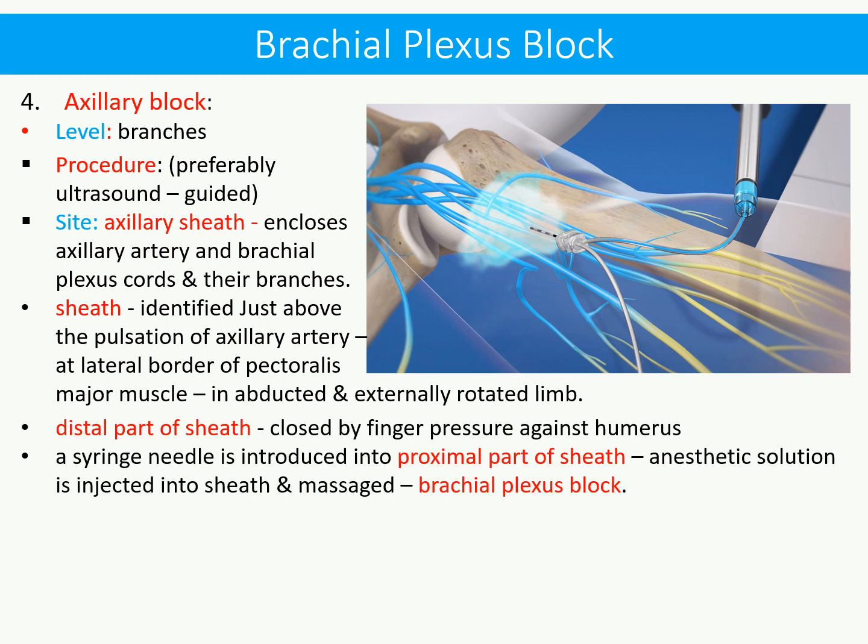Distal part of the sheath is closed by finger pressure against the humerus, and a syringe needle is introduced into the proximal part of the sheath, and anesthetic solution is injected into the sheath and massaged, producing brachial plexus block. It provides good anesthesia for procedures distal to the elbow.